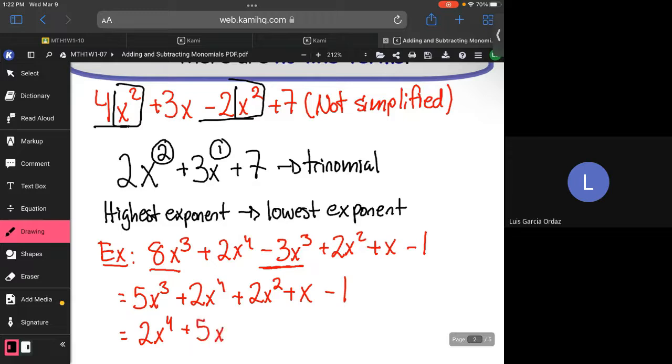Also, we carry the variable and the exponent. The reason you carry them is because they're stuck together by multiplication. You can't really separate them.